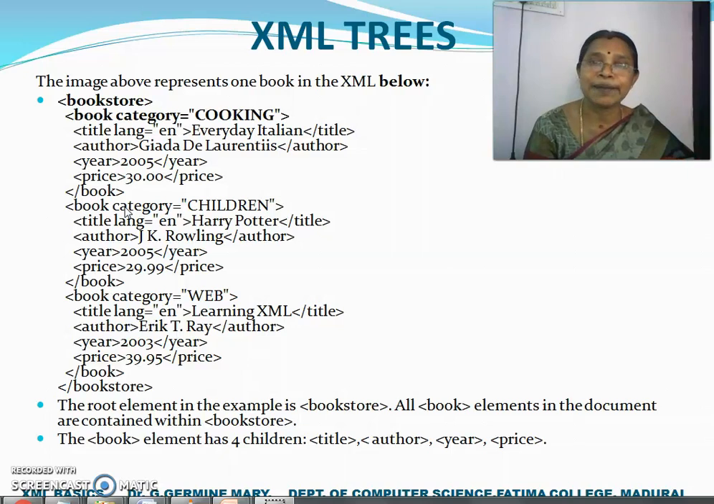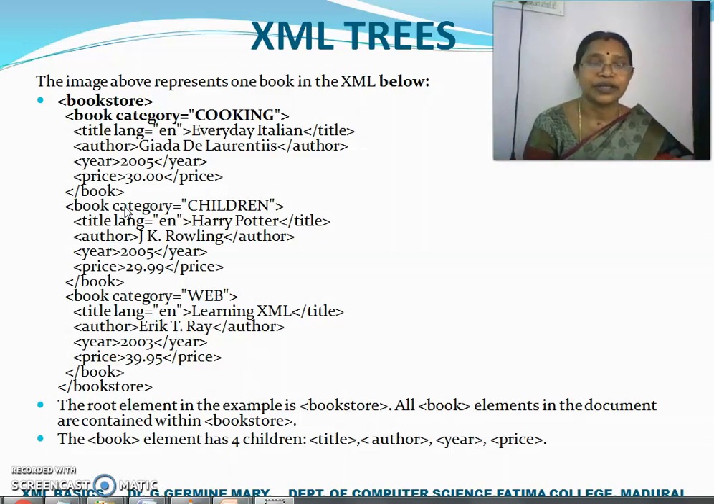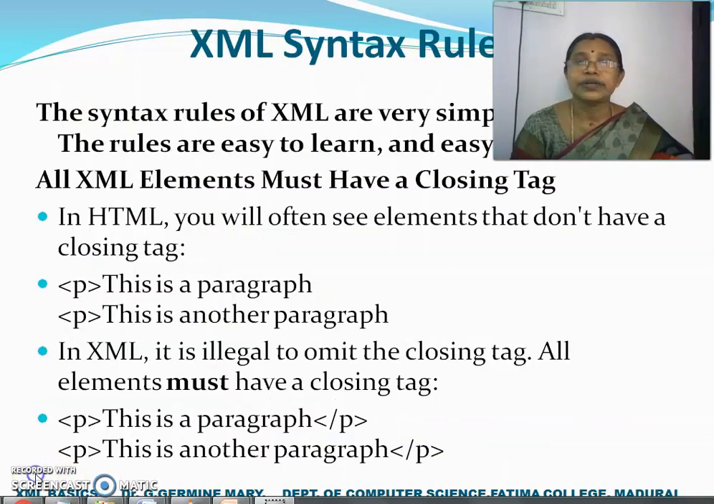So this is a simple example. Any volume of data can be represented using XML. So instead of having a database, we can have this XML to store data, and users can create their own tags to describe the information. The root element in this example is bookstore. All book elements in the document are contained within the bookstore. And the book element has 4 children, title, author, year and price.